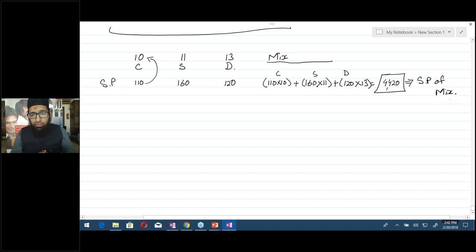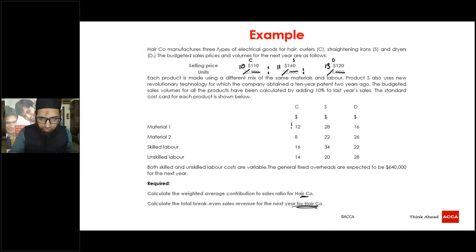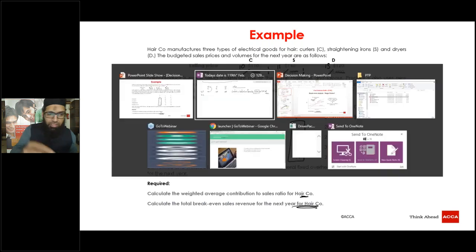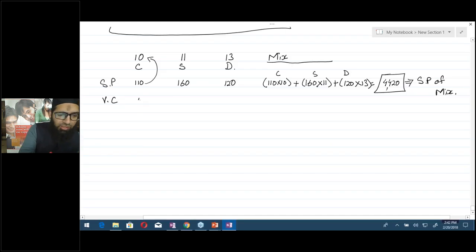Now I will require the contribution per mix. For this, first of all, I will calculate the contribution per unit of each. We have 4 different variable costs. When we sum them, for C it is 12 plus 8 plus 16 plus 14, so it is 50. That is, the variable cost for C is 50. So the contribution will be 60 for product C.